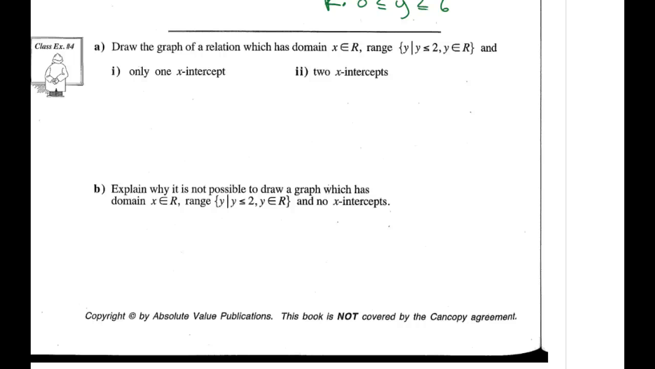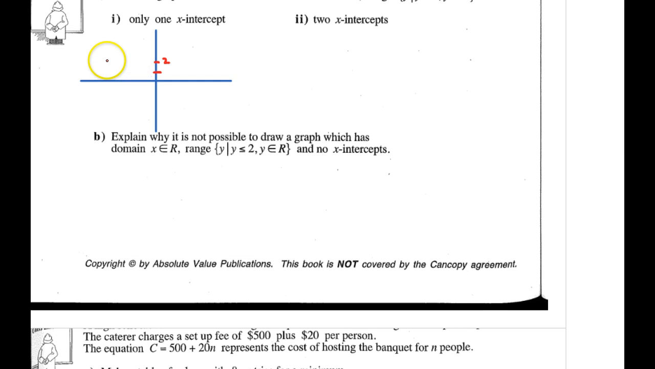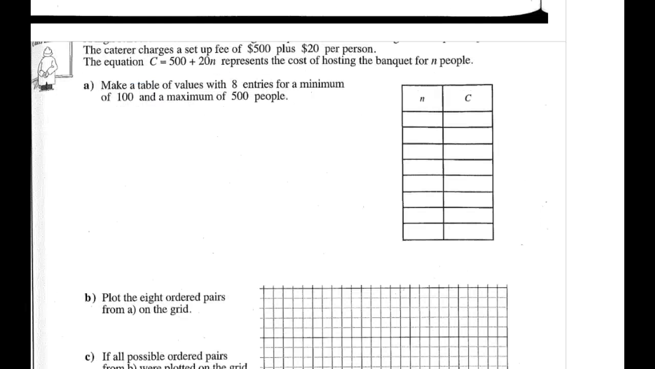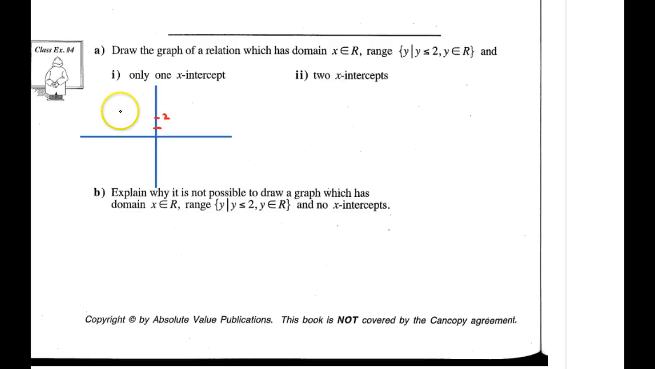Okay, example number 4. Now we have to come up with our own graphs. And here's our condition. So draw a graph of a relation which has a domain of x is all reals and a range of y is less than 2. So let me first find where y equals 2. Well, y equals 2 over here. So that's going to be my boundary, or at least one of my boundaries. So that's my boundary.